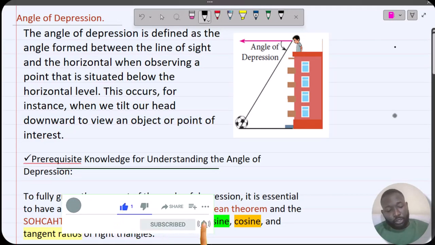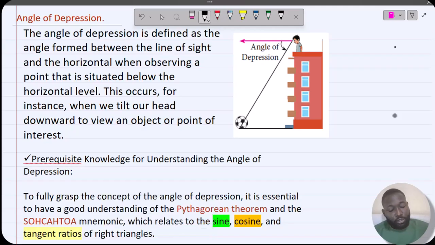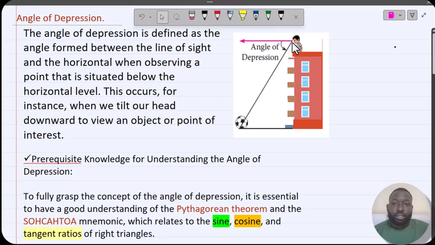Okay, welcome back. Today we want to look at a subtopic, angle of depression. Here we are saying that angle of depression is defined as the angle formed between the line of sight. If you say the line of sight, we are talking about the direction of your eye, what your eyes are seeing. That's the line of sight, and the horizontal. That's the horizontal.